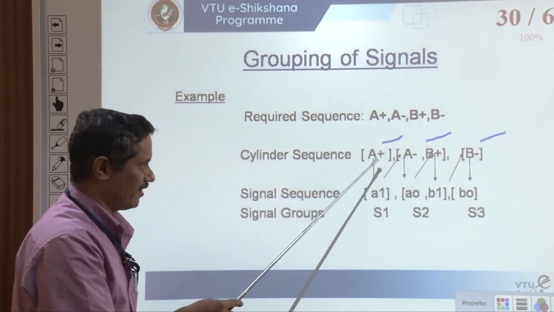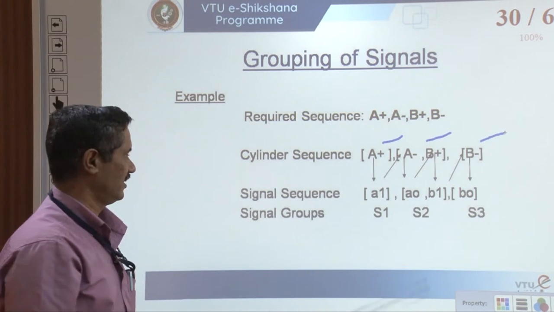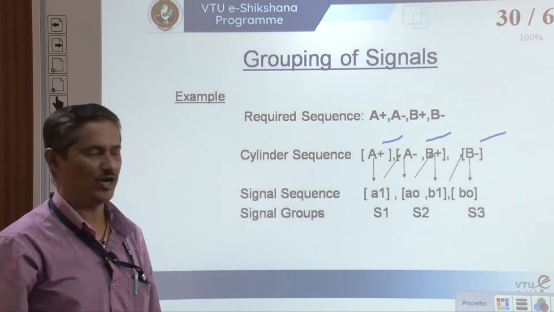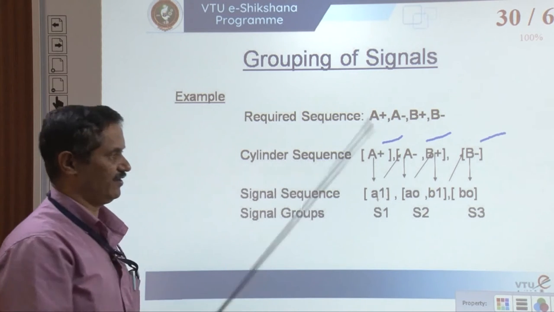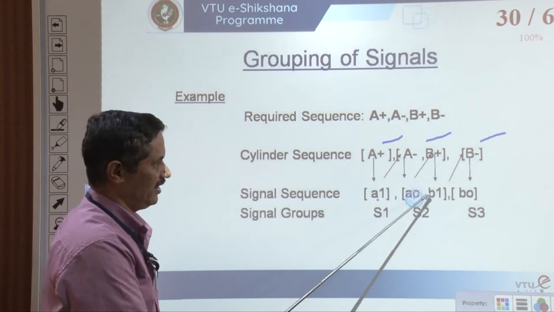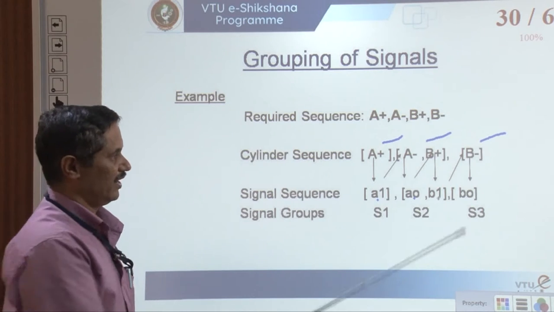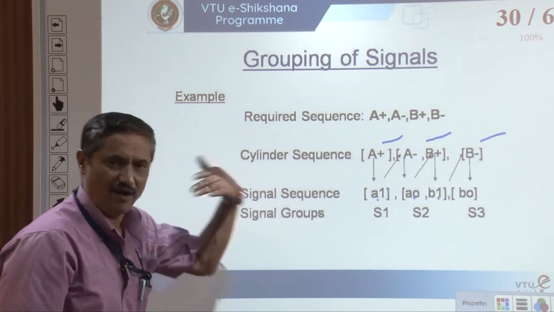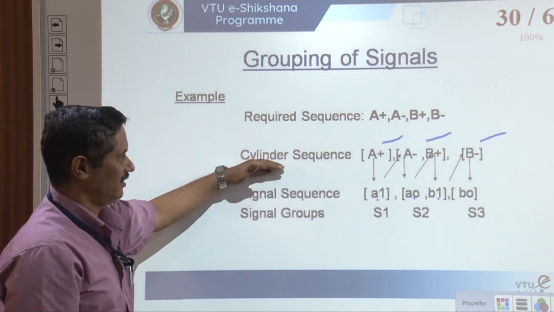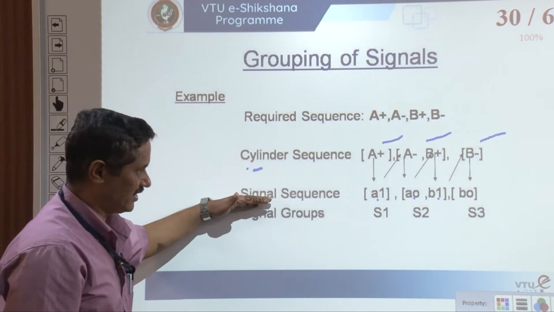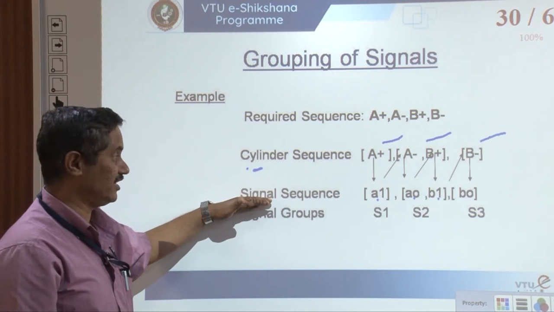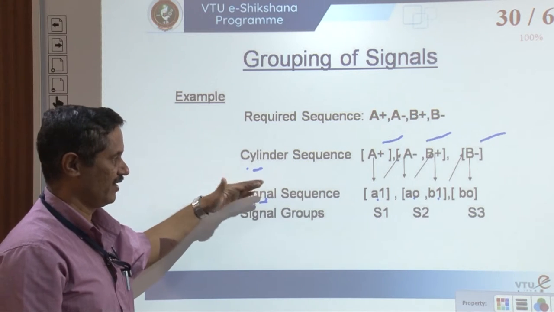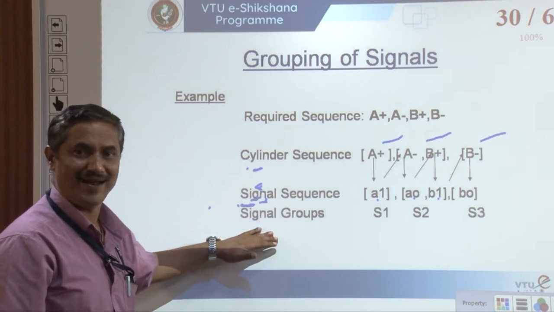And the corresponding sequencing signals are the signal sequencing points of that. A1 is for the first one. Here A0, B1 is in one group and B0 is in the third group. So, now I have arrived at this grouping technique and sequencing of groups, signals also, grouping signals also. And then I move on to my headers.